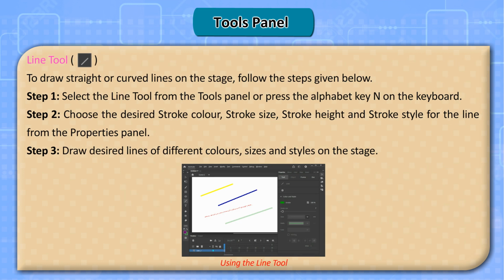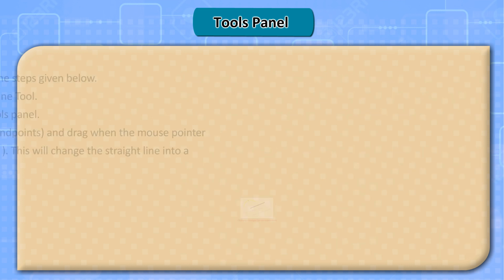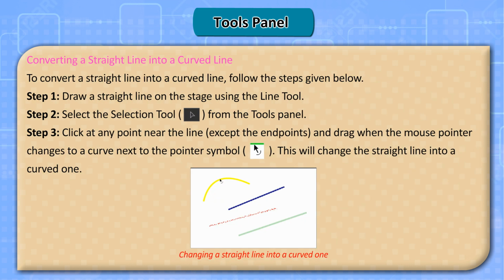Line tool. To draw straight or curved lines on the stage, follow the steps given below. Step 1. Select the Line tool from the Tools panel or press the alphabet key N on the keyboard. Step 2. Choose the desired stroke color, stroke size, stroke height and stroke style for the line from the Properties panel. Step 3. Draw desired lines of different colors, sizes and styles on the stage. Using the Line tool.